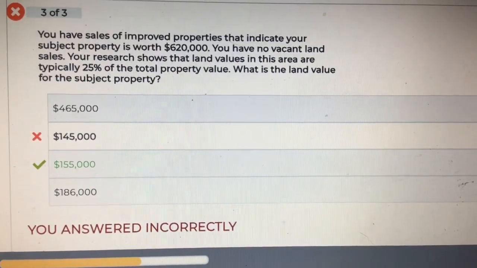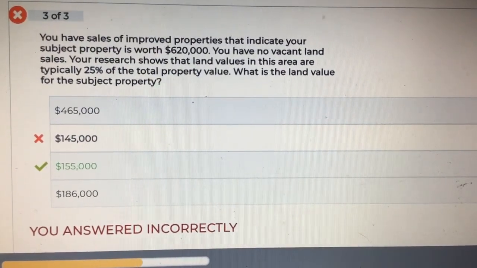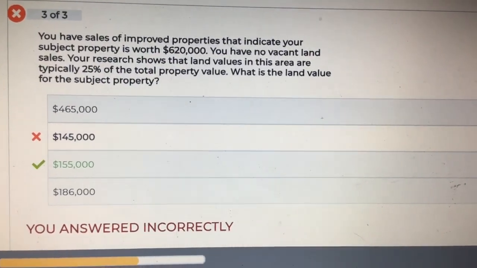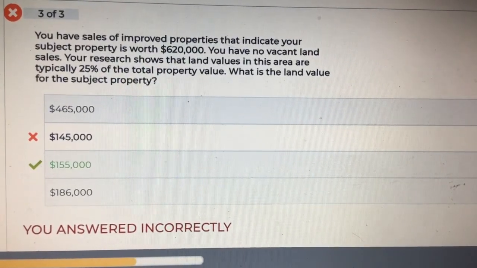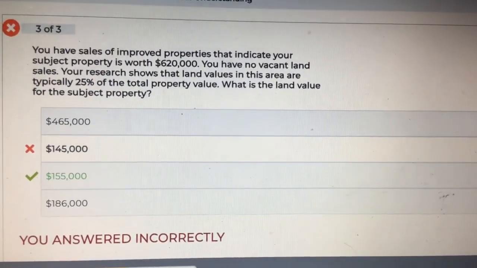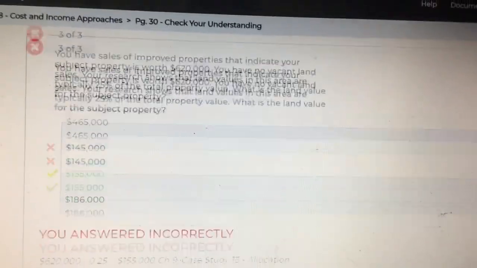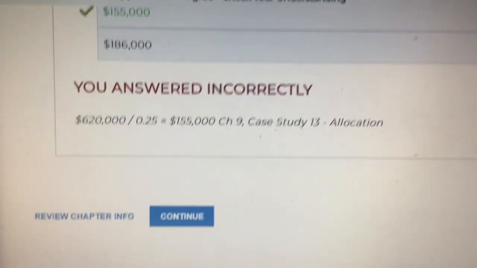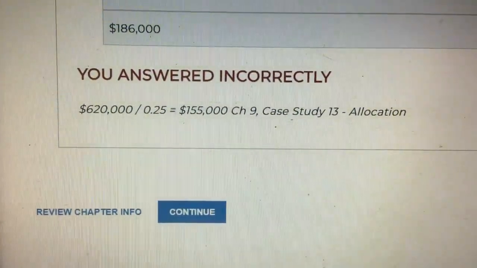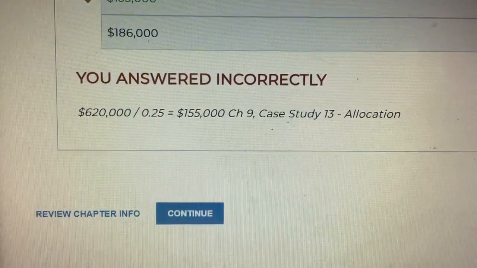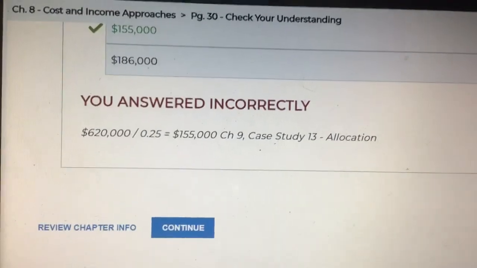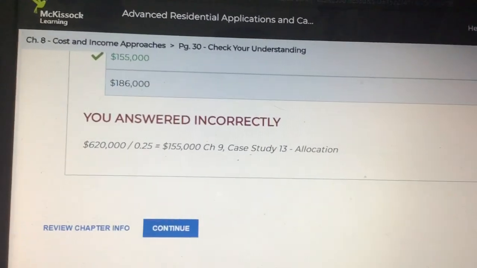The question is, you have sales of improved properties that indicate your subject property is worth $620,000. You have no vacant land sales. Your research shows that land values in this area are typically 25% of the total property value. What is the land value of the subject property? The correct answer is $155,000. Now, here's how they want to do it. You take the $620,000 and divide it by 0.25, which equals $155,000. So let's do that. This is how you're supposed to do it.